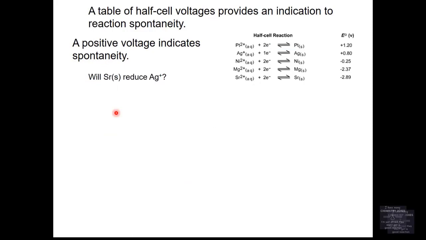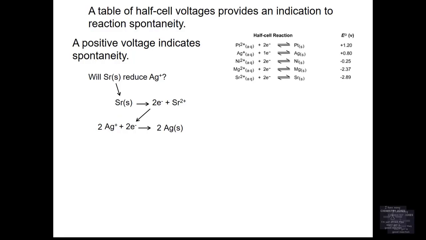Will strontium reduce silver plus? So that's going to mean strontium loses electrons to give them to silver. So here is the half reaction where strontium is losing electrons, 2 of them. And here's the half reaction where silver is gaining them. But wait, silver is only a +1 ion. So we need 2 silver +1s to balance out the 2 electrons that strontium gives away.